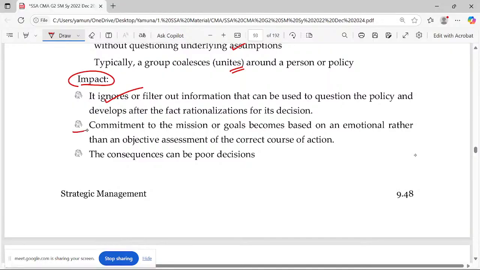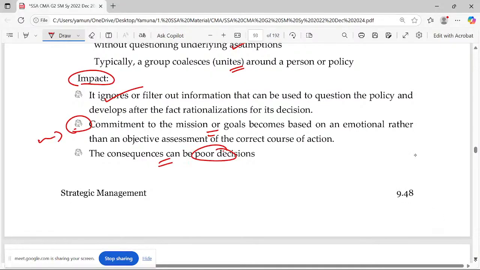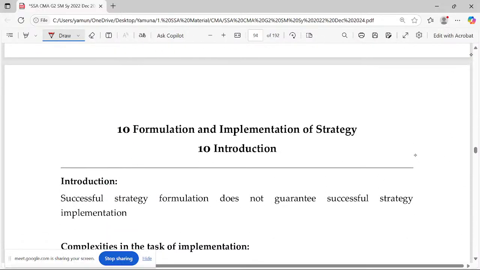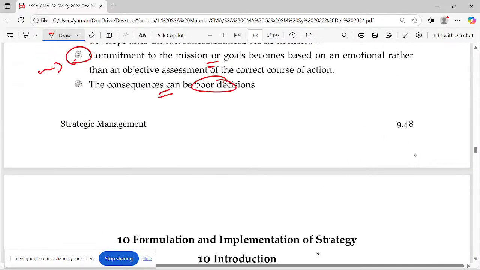And obviously, everybody is working towards one goal, meaning everybody is committed to the vision, and they will not have any alternative thinking. They will be working for one single thing only. And sometimes the consequences can be poor decisions. That happens. So that's about chapter 9. That's it.